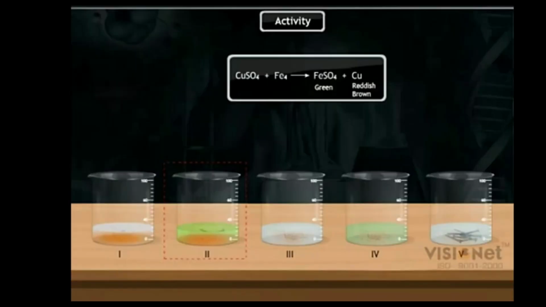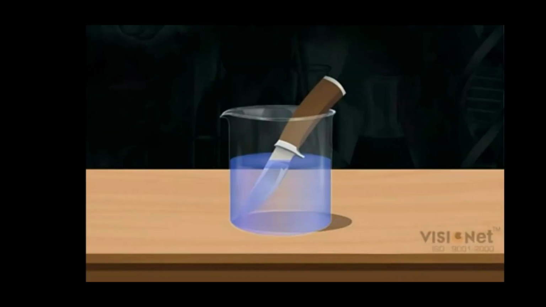Now next, in beaker B, copper sulfate is taken as a blue colored solution, and you just put an iron nail. After some time, the iron nail will be deposited with red colored copper. This means copper is less reactive than iron.